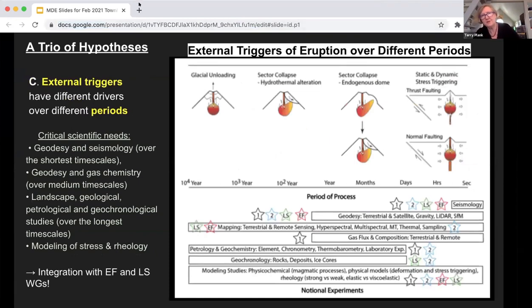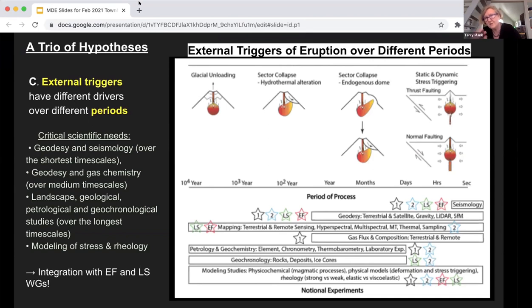has to do with external triggers of eruption occurring over different periods. So glacial unloading, for example, might trigger eruptions over tens of thousands of year time scales. Sector collapse, which can happen either hydrothermally or through dome growth, might happen over years or months. And then static and dynamic stress triggering, say from local seismicity or faraway seismicity, could happen over hours and seconds. And so this then determines the critical scientific needs over different timescales: geophysical observations, gas chemistry again, over the shortest and medium timescales, and then indeed landscape scale and geological and geochronological studies over the longest timescales.